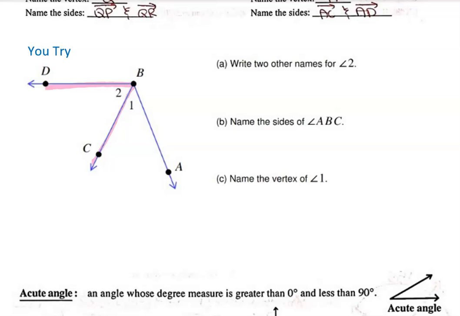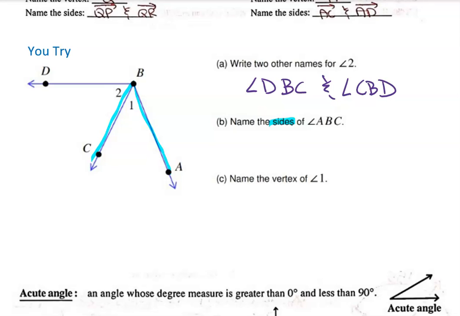Okay, so the answers you should have had were angle DBC and angle CBD. Next question is name the sides of angle ABC. So let me highlight that one for you. Here's angle ABC. So they want you to list the sides, the two rays. Make sure you start at the right point.